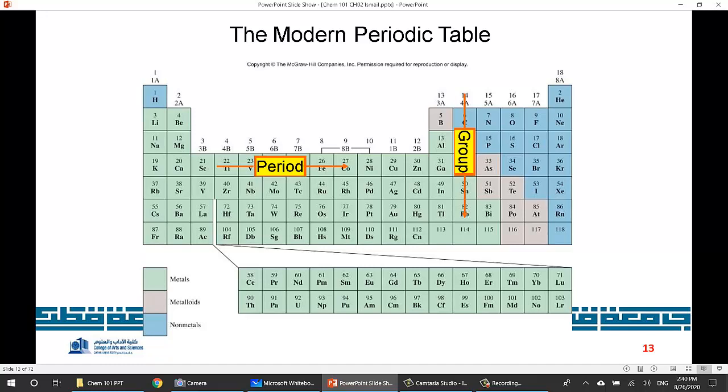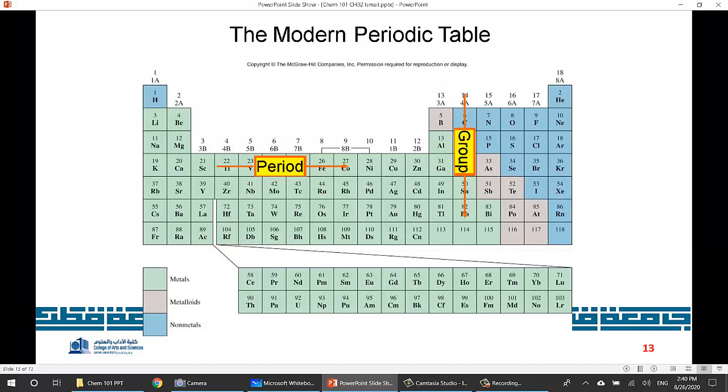There are 2 different ways of naming these groups. Another system calls them 1, 2, 3, 4, 5, 6. But in this course, we're using 1A, 2A, 3A to represent the main groups, which are the first 2 groups and these 6 groups to the right. The middle groups here, we call them B. These are the transition metals.